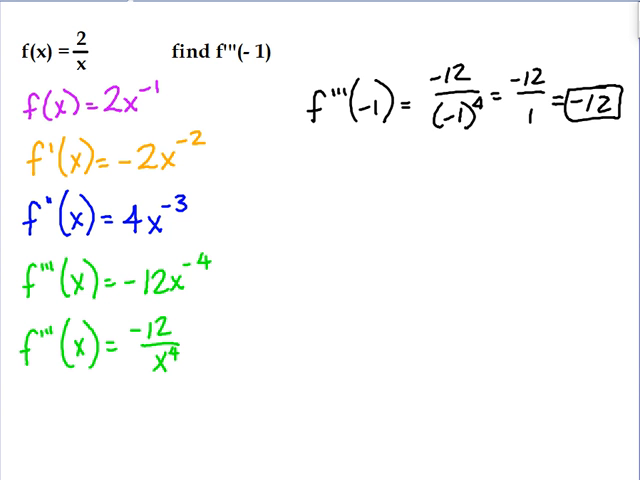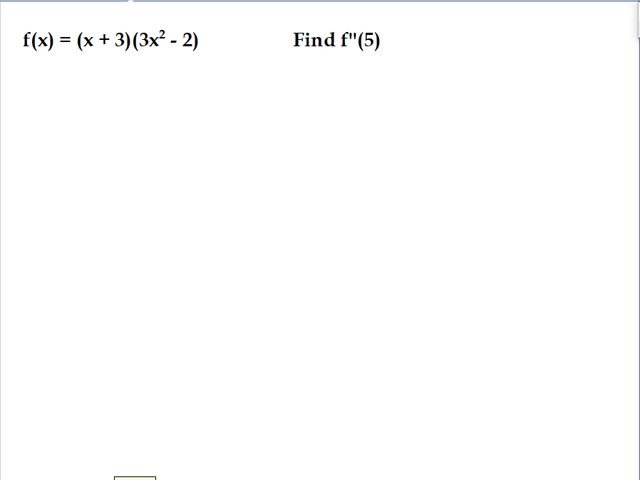All right, so the next one here, I want you to try on your own. However, I know that you see two things here and you might think, oh, I'm going to do the product rule. You can absolutely do the product rule. You have f double prime here, so you can do the product rule and then take the derivative again. Or you could FOIL these and then take the derivative again.